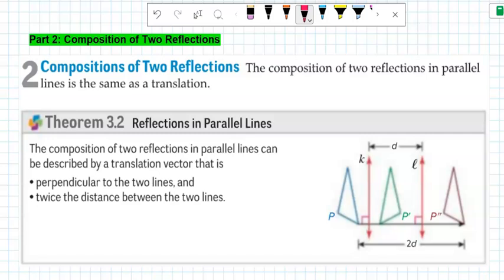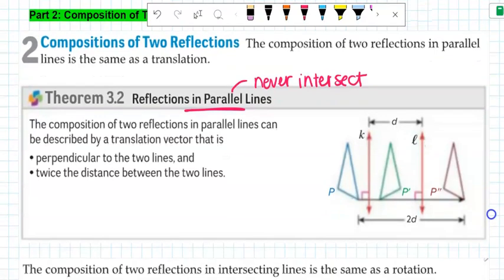Okay, so we have two different options. We have what happens if our two lines that we're reflecting over are parallel. Okay, if you remember, parallel lines never intersect, right? They run on like railroad tracks forever and ever and ever. They never meet. So we're really specifically worried about what happens from the beginning, so like this original pre-image, to the end.